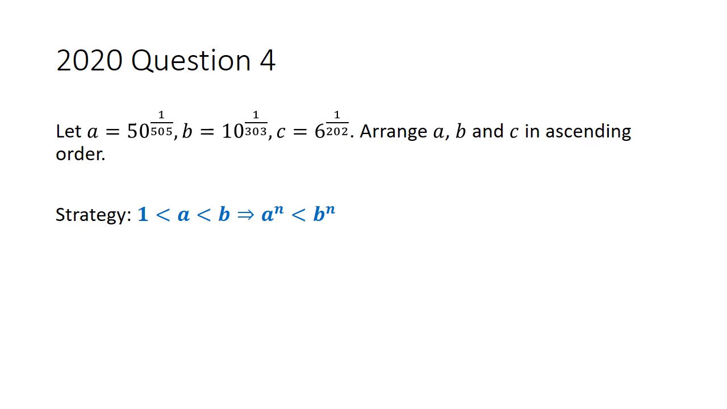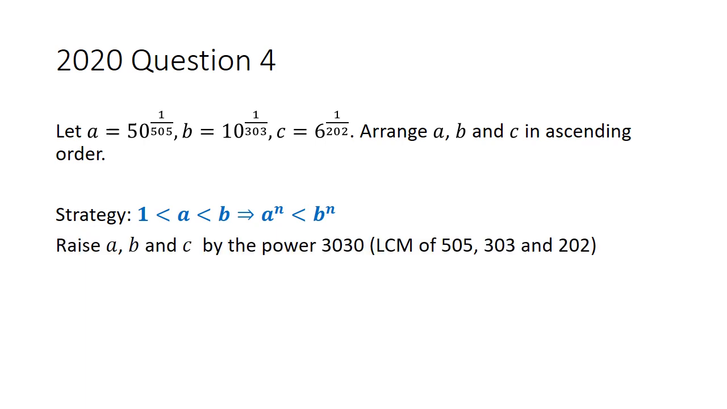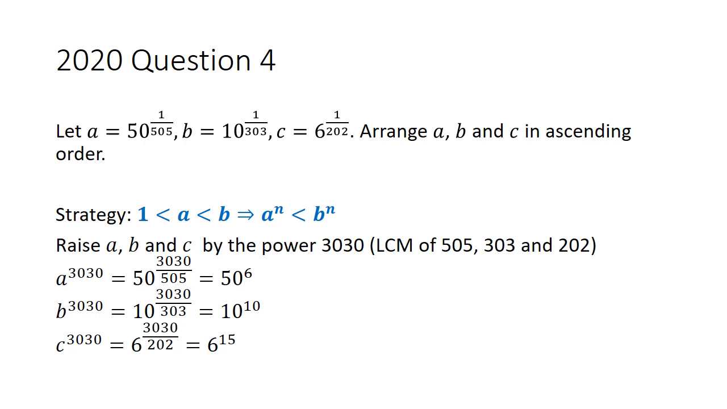So now I need to choose a number n to raise A, B, and C to the same power of. That number is going to be 3030. And why have I chosen this number? This number is the lowest common multiple of 505, 303, and 202. So by raising A, B, and C to the power of 3030, I'll get 50 to the power of 6, 10 to the power of 10, and 6 to the power of 15 respectively.